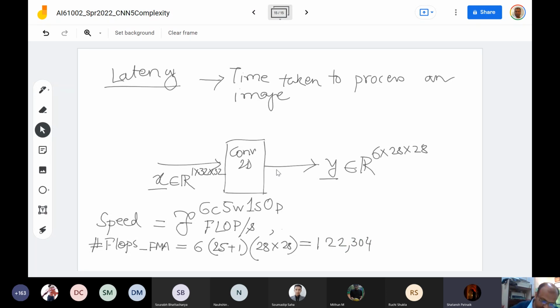Okay. So now my time taken to process an image is equal to how much? So what will be my time taken to process an image? 122,304 by F. 122,304 divided by F. So what will that be?